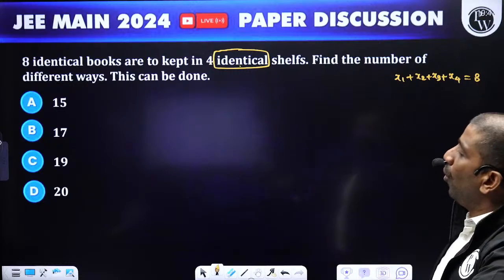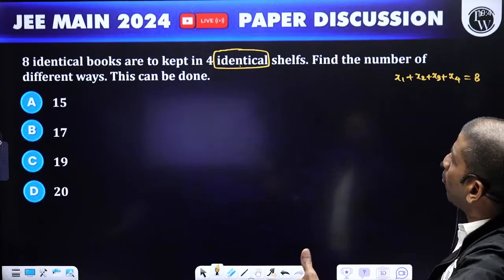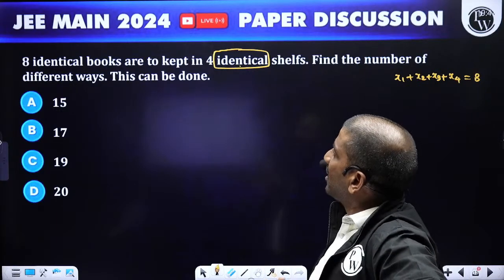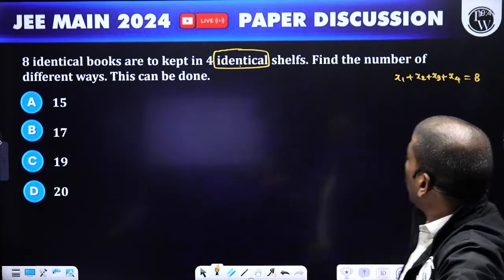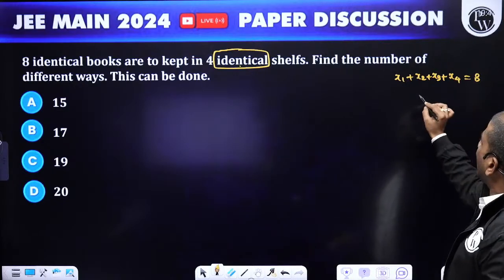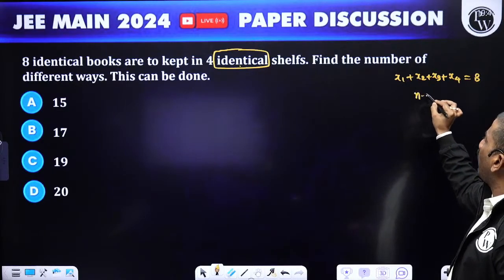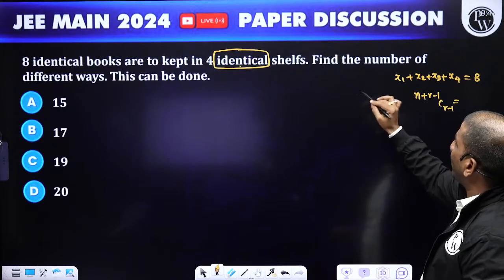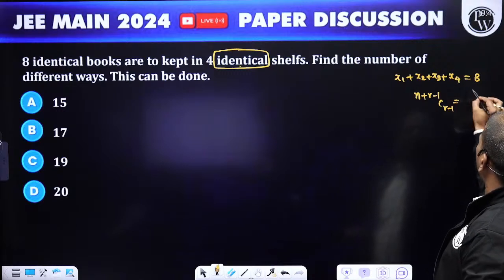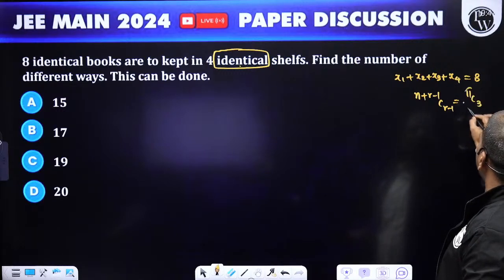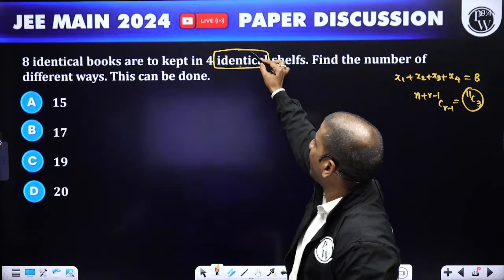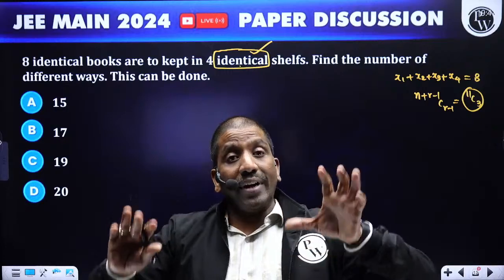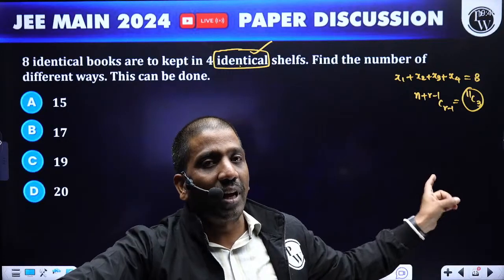One more thing should be there: we can keep any number of books in a single shelf. Then you will get non-negative solutions. So n plus r minus 1 C r minus 1 when it is different shelves. That means 8 plus 3, 11 C 3. So that is the right answer for different shelves. But this is identical shelves given. When it is identical, we cannot apply this formula. When different shelves are given, directly we can apply the formula.